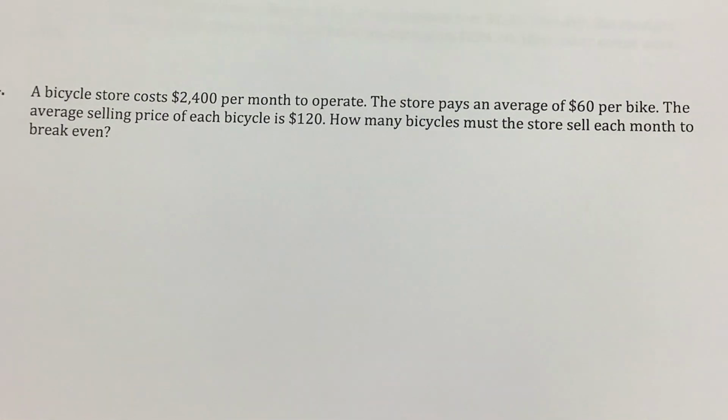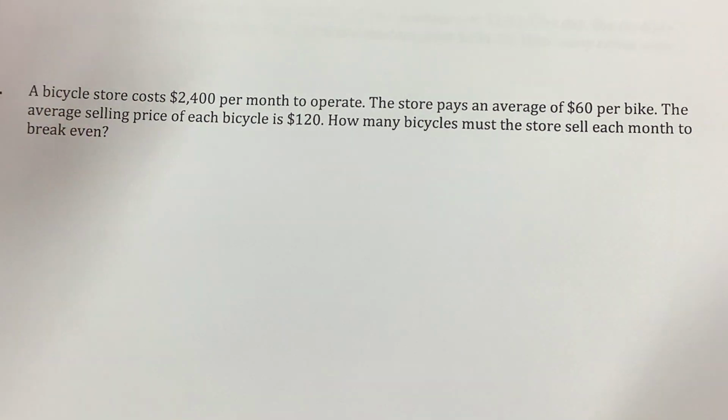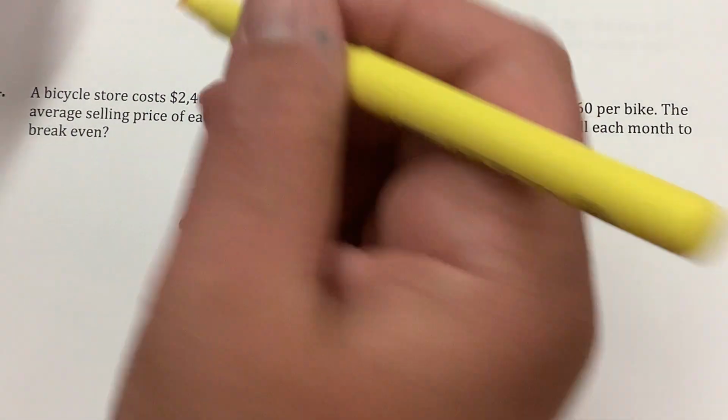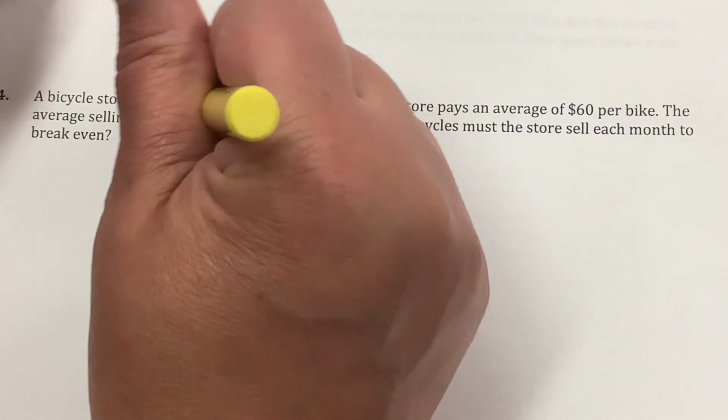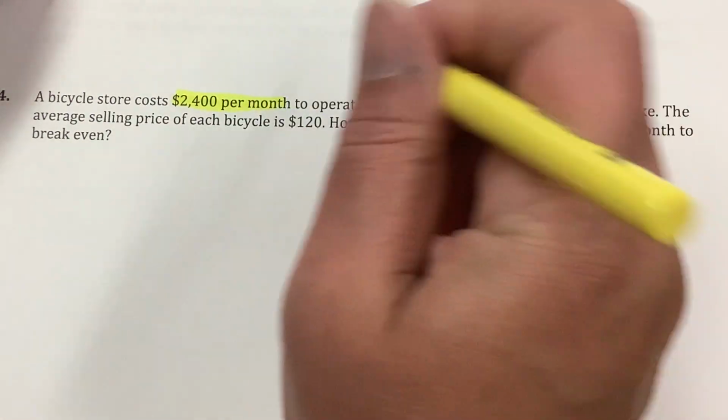All right, a bicycle store costs $2,400 per month to operate. The store pays an average of $60 per bike, and they sell the bikes for $120. How many bicycles must the store sell each month to break even? Okay, so let's highlight some stuff here. $2,400 per month to operate.